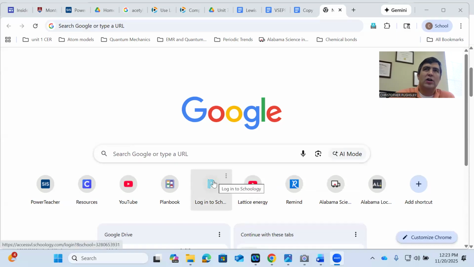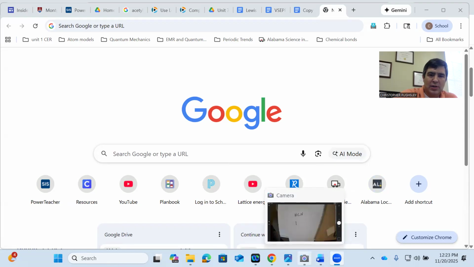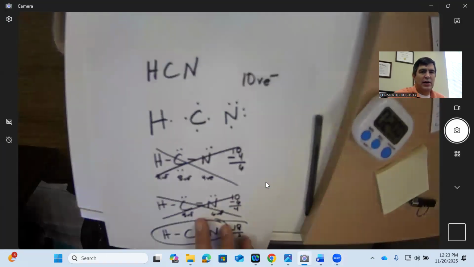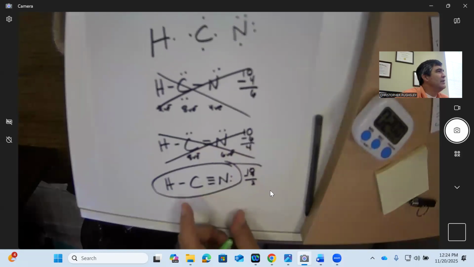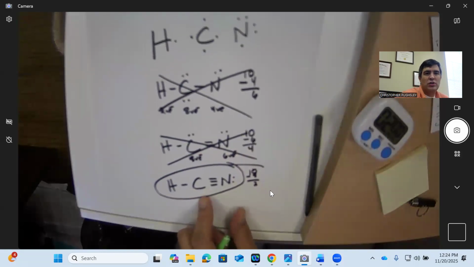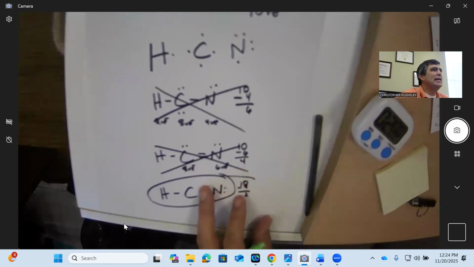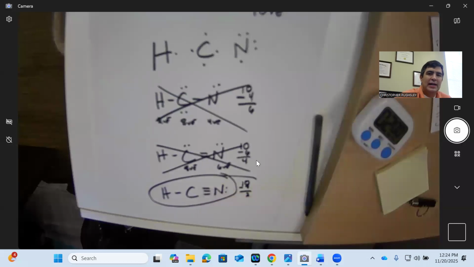Hey everybody, what we're doing is going over Lewis dot structures so we can start doing three-dimensional structures. I'm sharing my screen so you can see what I did here. Here is our answer, right here at the bottom. This is the structure. You can see how I had to do trial and error throughout most of it, and this trial and error helped me figure it out.